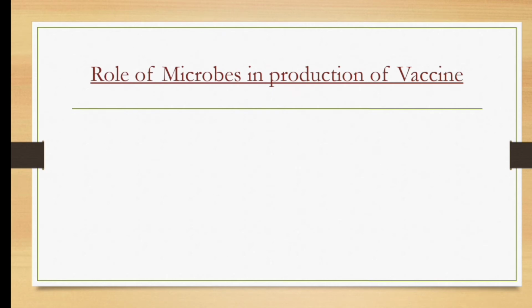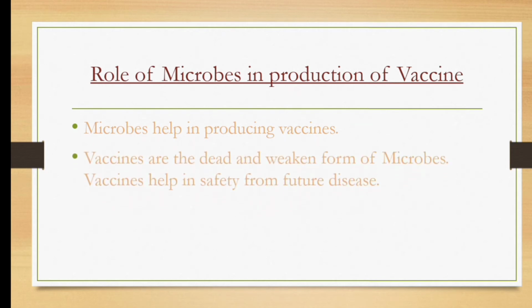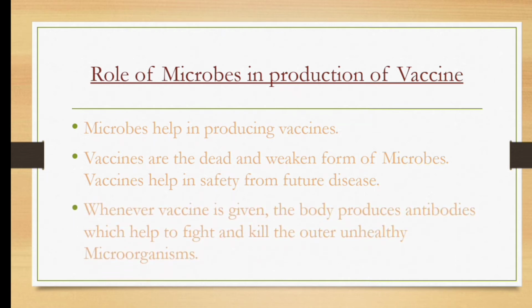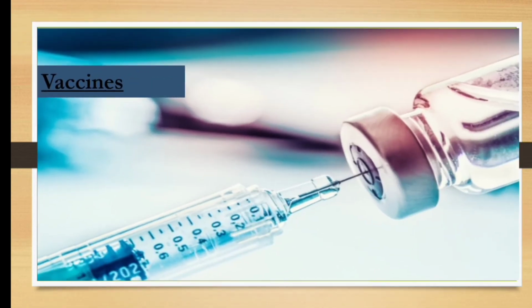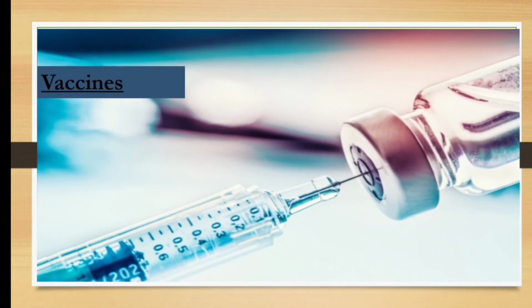Next topic is role of microbes in production of vaccine. Microbes help in producing vaccines. Vaccines are the dead and weakened form of microbes. Vaccines help in safety from future disease. Whenever a vaccine is given, the body produces antibodies which help to fight and kill the outer unhealthy microorganisms. This is a vaccine.